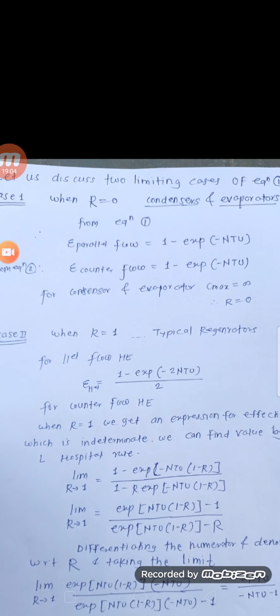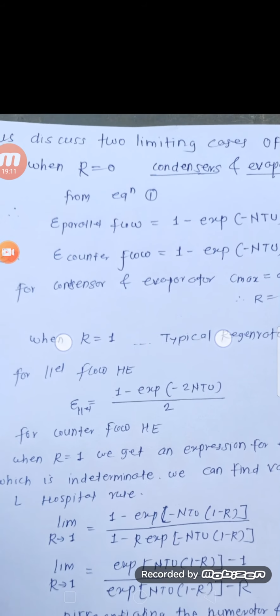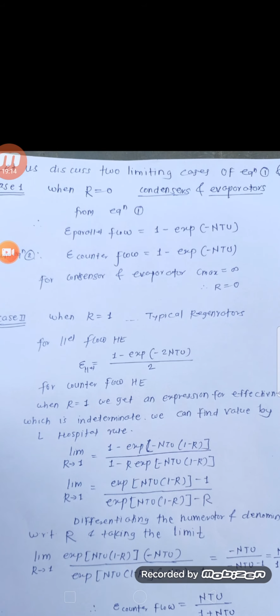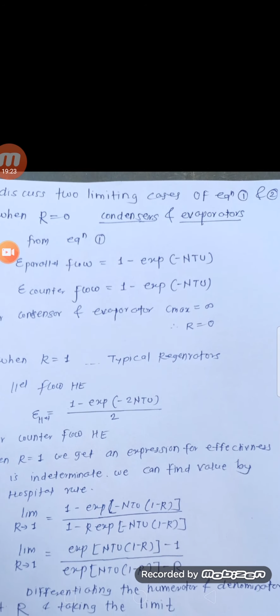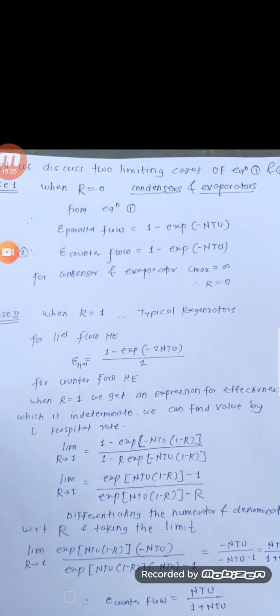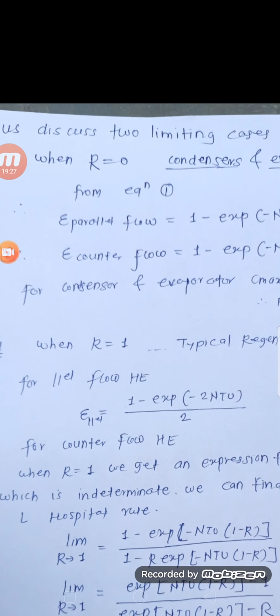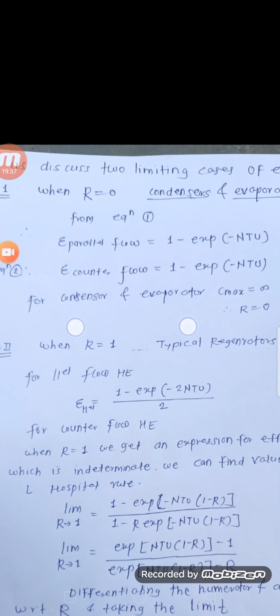For the condenser and evaporator, the value of C maximum is infinity. So what is the meaning of that? C max is infinity means R is equal to 0. So from this, what is the effectiveness of the parallel flow heat exchanger? In equation number 1 we put R equal to 0.